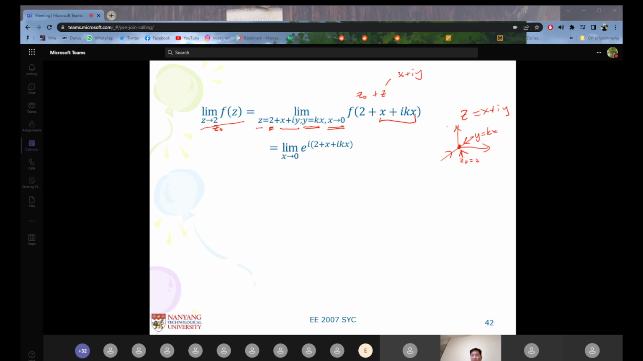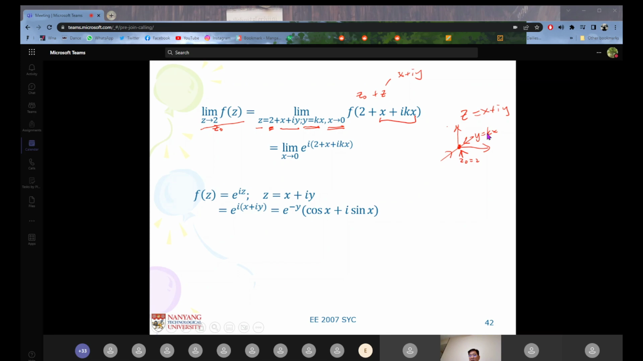Okay. So what happened when x tends to 0? This goes to 0. This goes to 0. Then what happened? This one here will approach what? E to the power of i2, right? With no difficulty. So now, e to the power i2. Does it contain the k term? No, no k term. So it's independent of the direction where I approach Z naught.